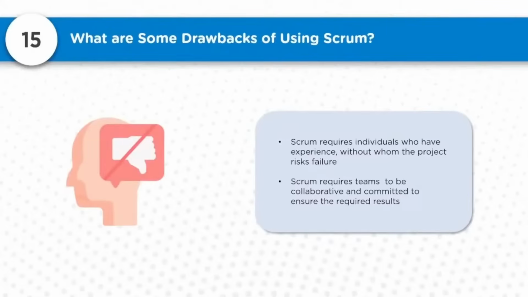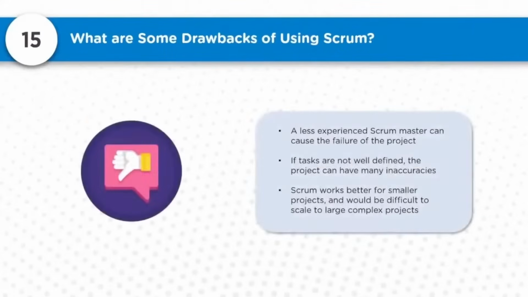So Scrum requires teams to be collaborative and committed to ensure the required results. They should work together, and also they should collaborate with customers and stakeholders. A less experienced Scrum Master can cause the failure of the project. So be careful. Scrum Master is the facilitator. We should understand this. The one who enables the Scrum teams, who ensures Scrum teams go the way we need them to work. If the Scrum Master doesn't understand this dynamics, does not have clarity on this, obviously he or she cannot enable the team to become that.